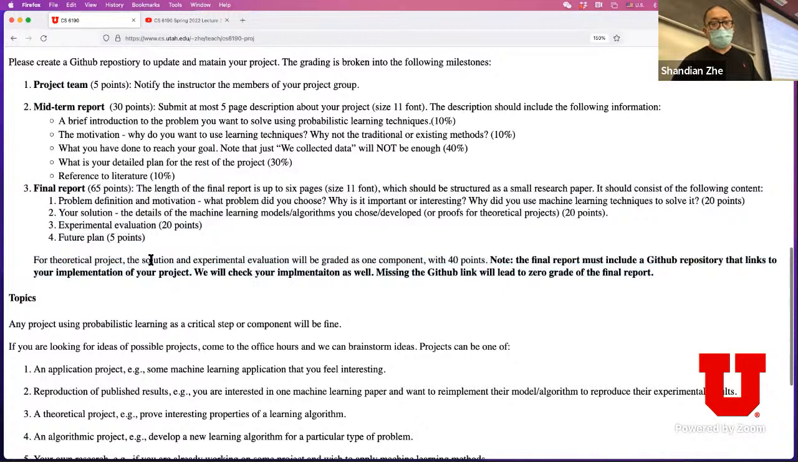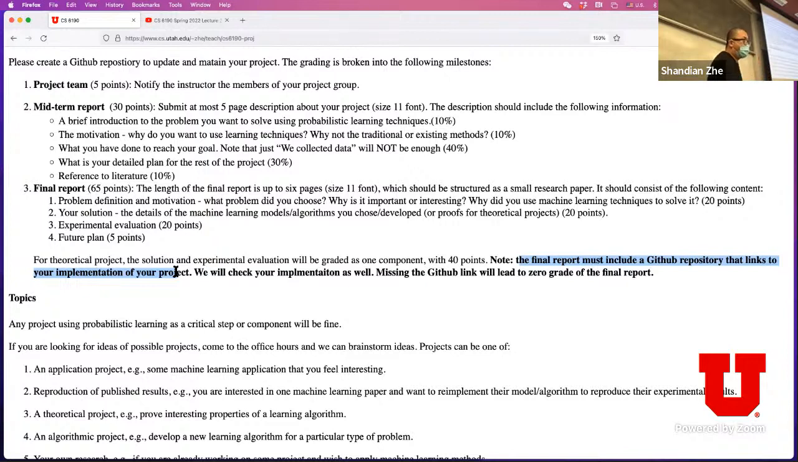if you want to do a theoretical project, there won't be some experimental evaluation. So we're going to merge these two sections, the solution and experimental, together to give 40 points in total. And again, the final report should include a GitHub repository that links to the implementation. That means we're going to look at your implementations. That means we need to ensure that you're actually doing something, right?